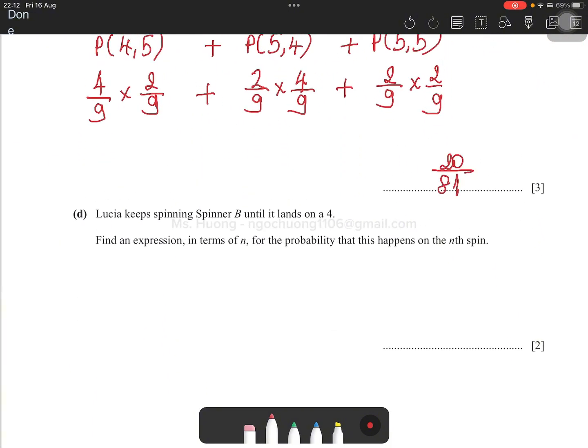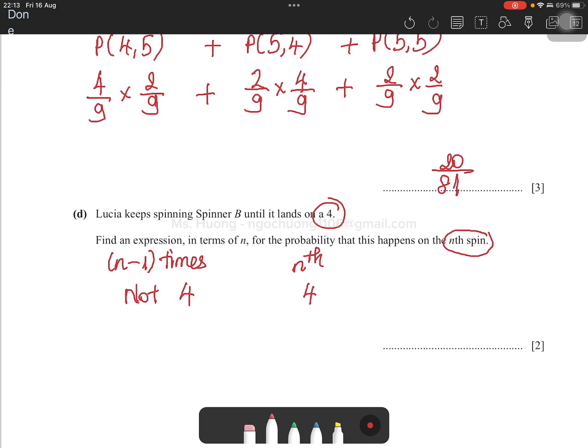Question D. Lucia keeps spinning spinner B until it lands on a 4. Find an expression in terms of n for the probability that this happens on the nth spin. On the nth spin, Lucia lands on a 4, which means for the first n minus 1 times, she does not get a 4.